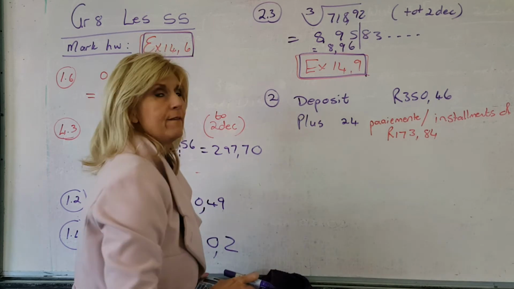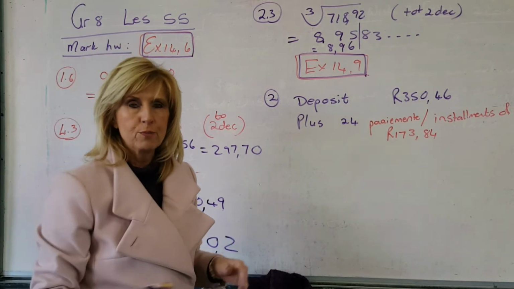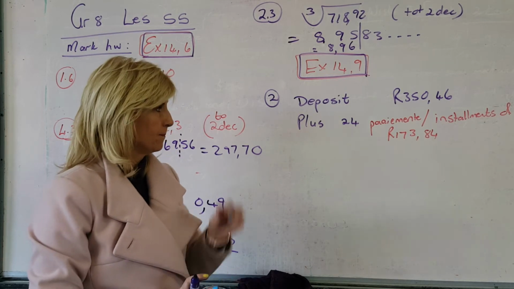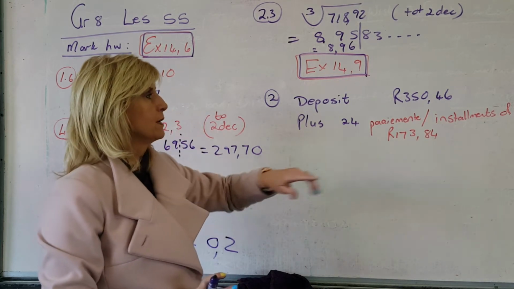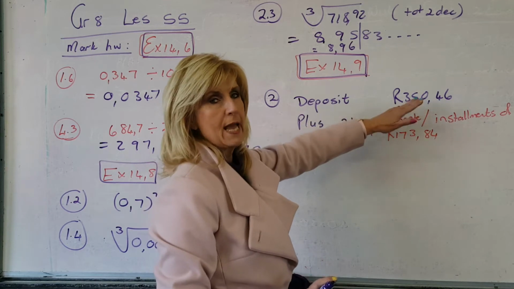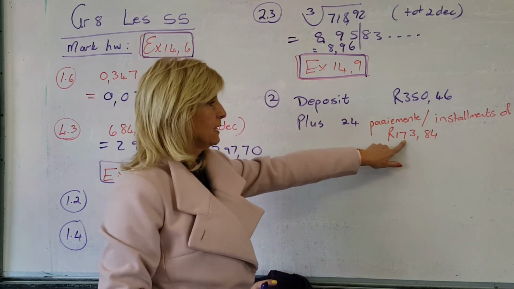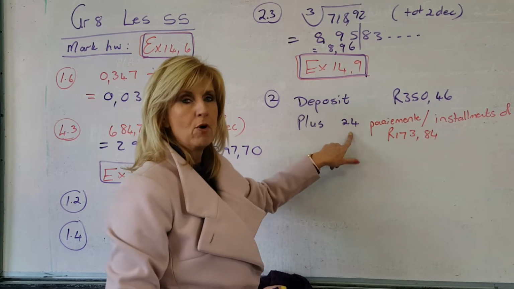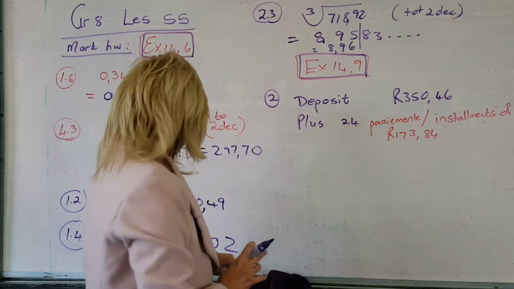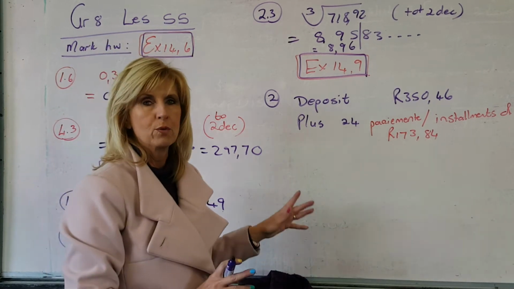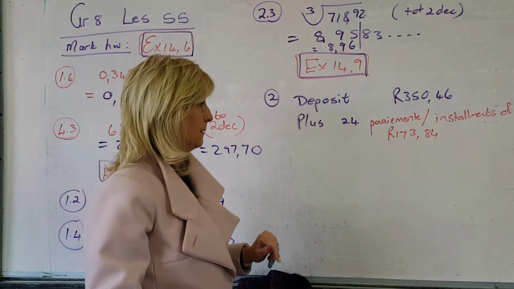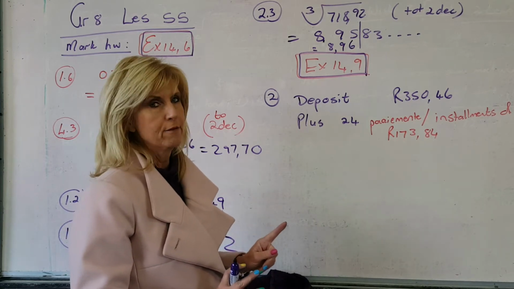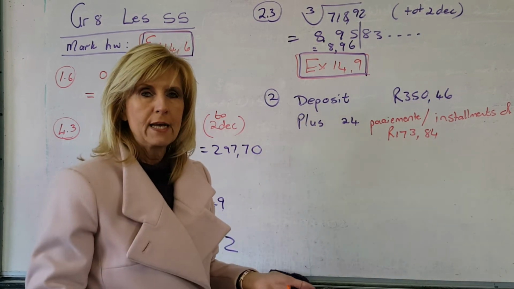The last one I gave you was just so that you could do another little word problem. Also with decimals, a word problem, because the question said, if you pay a deposit of R350 and then payments of R173.84 for 24 months, what do you actually pay for this whole thing? I don't remember what it was, I can't remember what it was that you bought. Something, a chair or something, and I want to know what you're paying for it. So what is the total that you are going to pay?